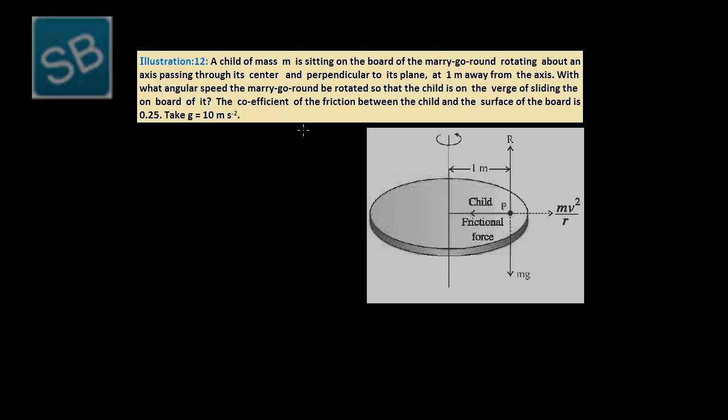Starting illustration number 12: a child of mass m is sitting on the board of a merry-go-round, which is rotating about an axis passing through its center and perpendicular to its plane, and the child is 1 meter away from the axis. You can clearly see from the figure that the child is on the board 1 meter away from the center. With what angular speed must the merry-go-round rotate so that the child is on the verge of sliding off the board? So we have to find the angular velocity.